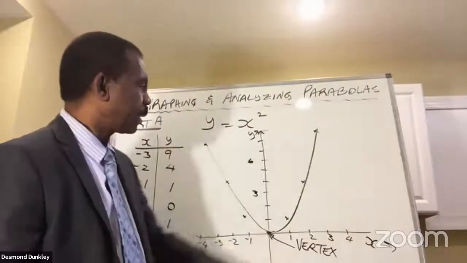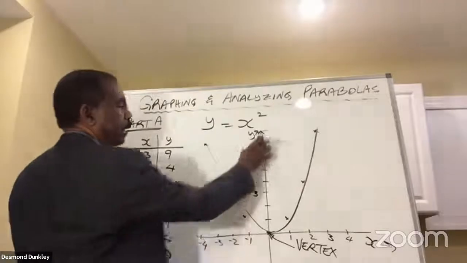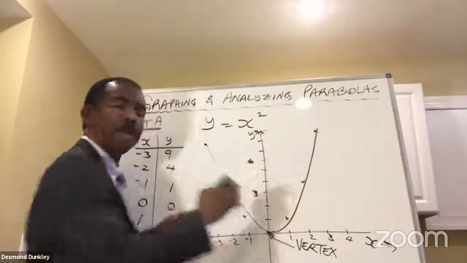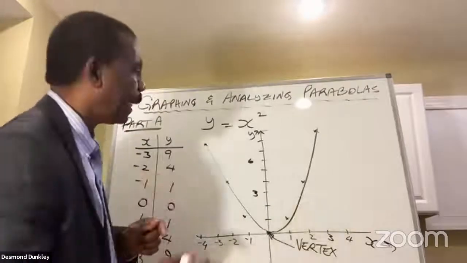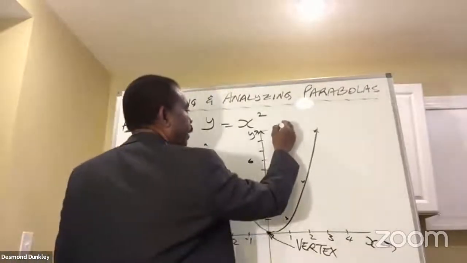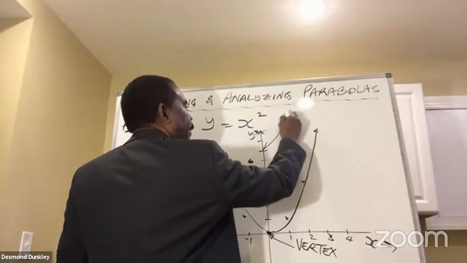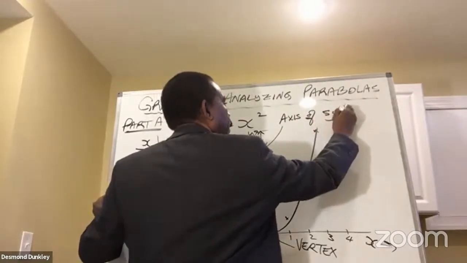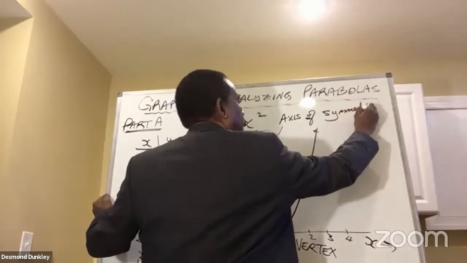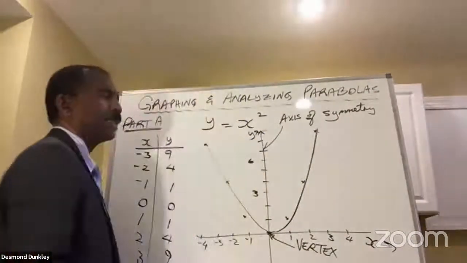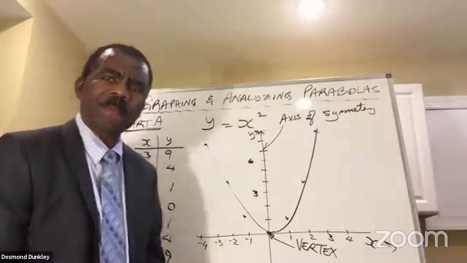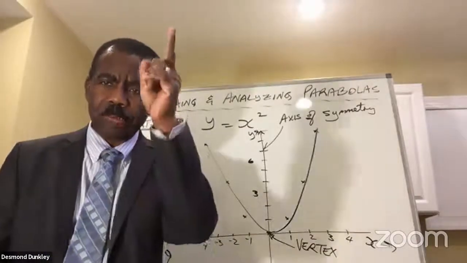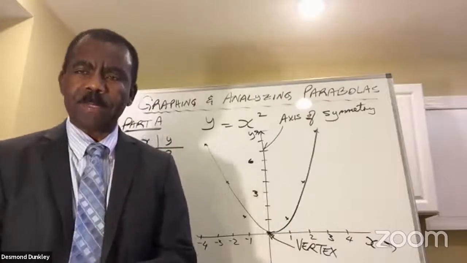This is the vertex, and this line right here in the middle is like a mirror line. It has a name. It's called the axis of symmetry. Yes, every parabola will have a central line that runs straight through the middle.